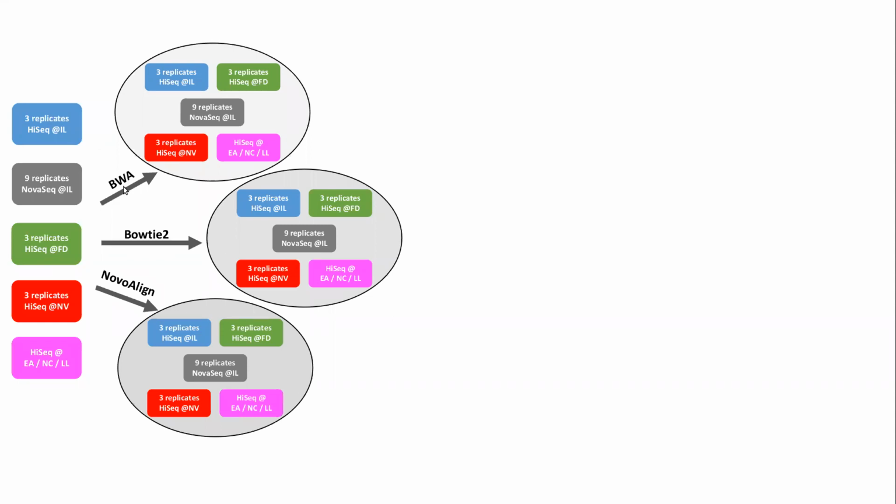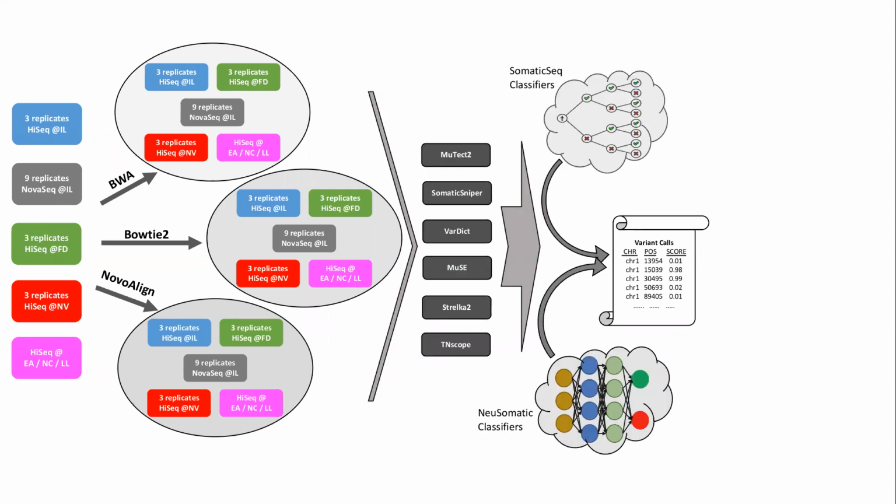And then for each of those sequencing replicates, we align them with 3 different aligners, BWA-MEM, Bowtie2, and NovoAlign, to create a total of 63 tumor normal BAM files, 63 tumor normal alignment maps. And then we use 6 different somatic mutation callers to discover mutations in each of the 63 tumor normal BAM pairs: MuTect2, SomaticSniper, VarDict, MuSE, Strelka2, and TNscope, which is a caller from Sentieon.